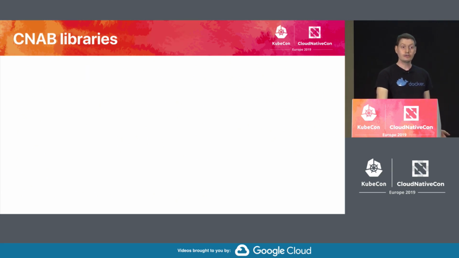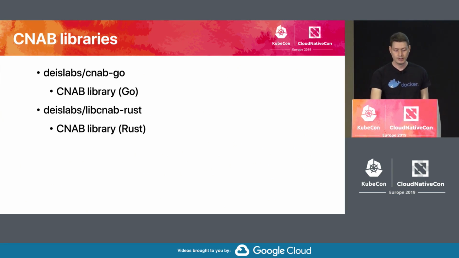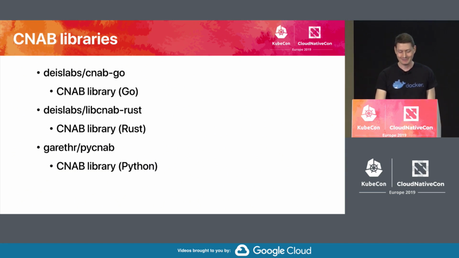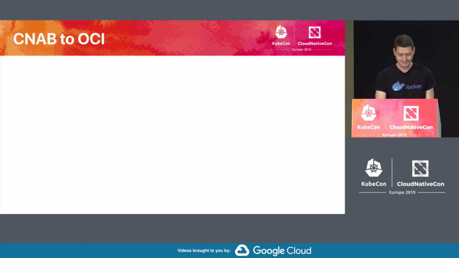There are also a bunch of libraries that have come up. So we have the Go library, which we all use. There's also a Rust library, because that's fashionable. Gareth Rushgrove, one of my old colleagues, has written a Python library. And our team built CNAB-to-oci, which I'll discuss just now, which is basically a tool to push CNABs to OCI registries. I met somebody at DockerCon, actually, who works at Intel, who also wrote one for Node.js. So I know there's even more than this that exists already.